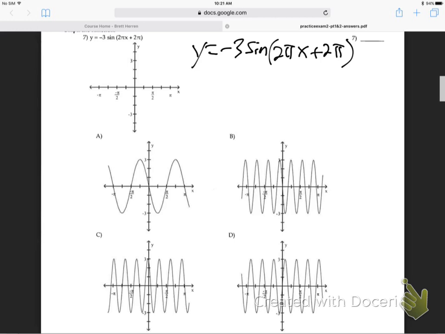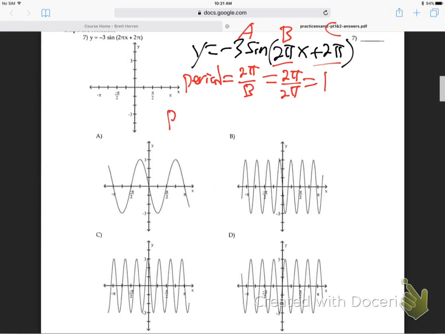We need the period. So the period of this thing is 2 pi over b. This is again a, b is the 2 pi, c is that 2 pi. So 2 pi over b, 2 pi over 2 pi. So it's 1. Is this the exact same problem we did last time? No. Okay, so the period's 1. 2 pi over 2 pi. 2 pi over b. All right.